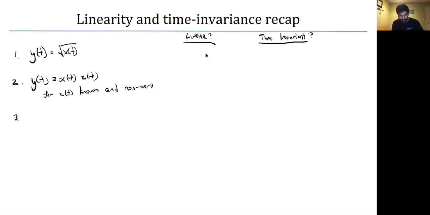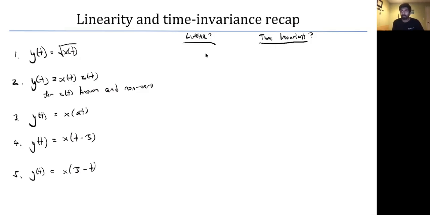The third system, y of t equals x a of t. The fourth system, y of t equals x of t minus tau. And the fifth system, y of t equals x of tau minus t.